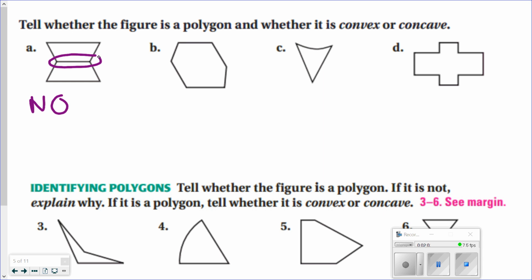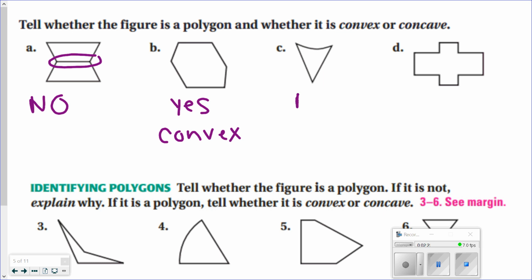Let's go to B. Is this a polygon, yes or no? The answer here is yes. Now, what type of polygon is it? Convex or concave? It's convex. There are no indents.